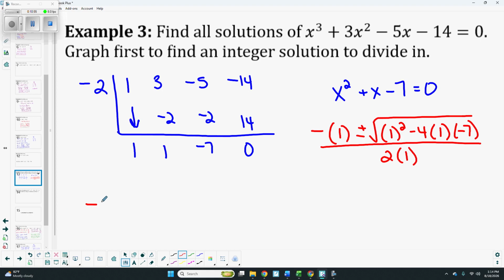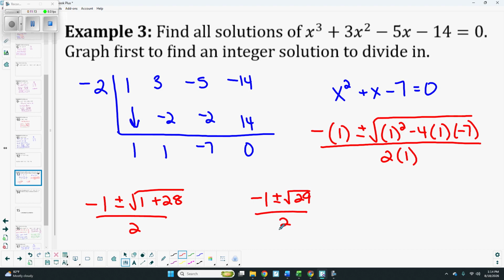So I'm going to continue my work down here. So that's going to be 1. Negative 4 times 1 times negative 7 is plus 28 over 2. So that becomes 29. So I have negative 1 plus or minus the square root of 29 over 2, which cannot be simplified any further. And from what we originally graphed, x equals negative 2.